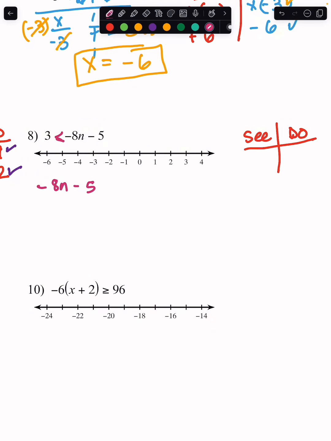Now let's pay attention to what we see and pay attention to what we do. I see a times -8. And I also see a -5. And by now, you should know what we're going to do. I'm going to end up adding 5. And I'm going to end up dividing by -8. Okay? So, step 1, add 5.